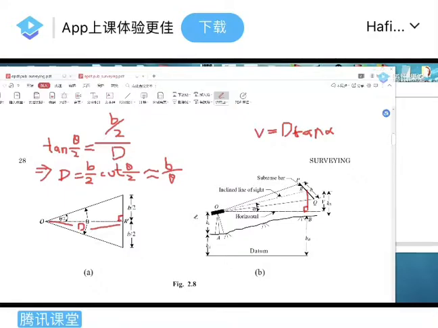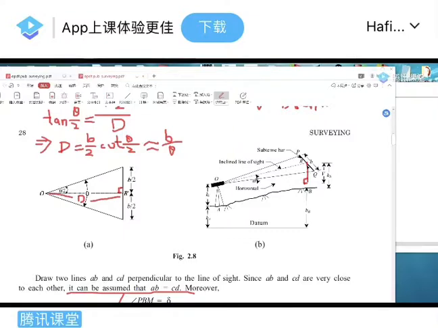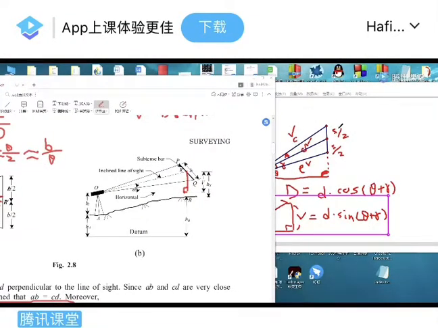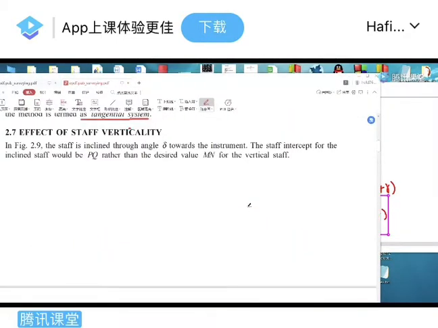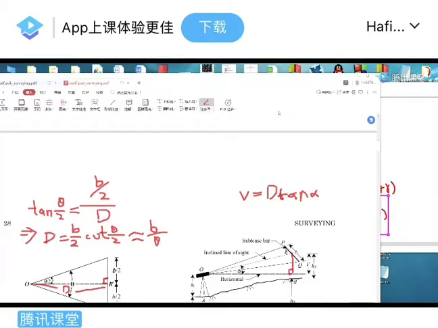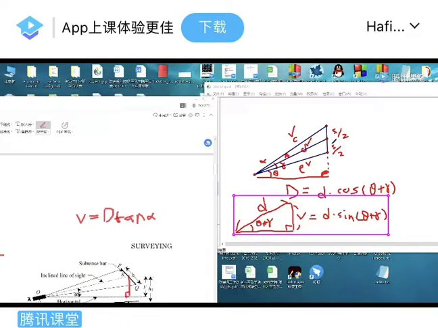Next one is, I guess, this one, but I think they're pretty much the same. Let's run through this case. This one assumes what? Assume the subtense bar is held vertically, perpendicular to this one, a 90 degree angle over here.